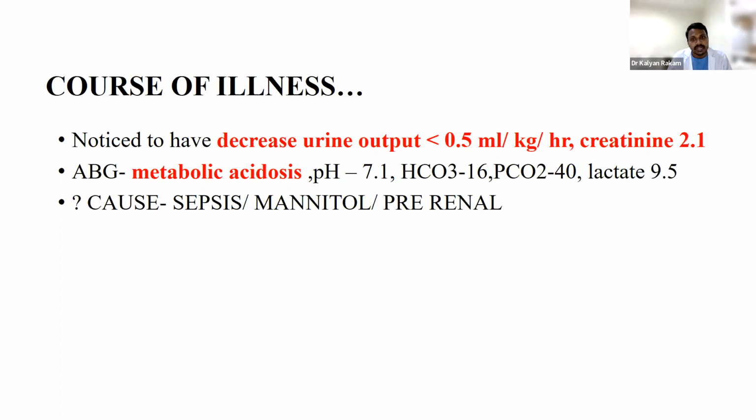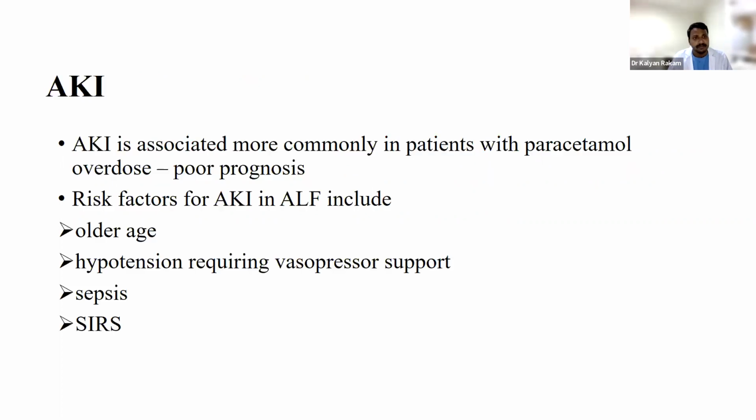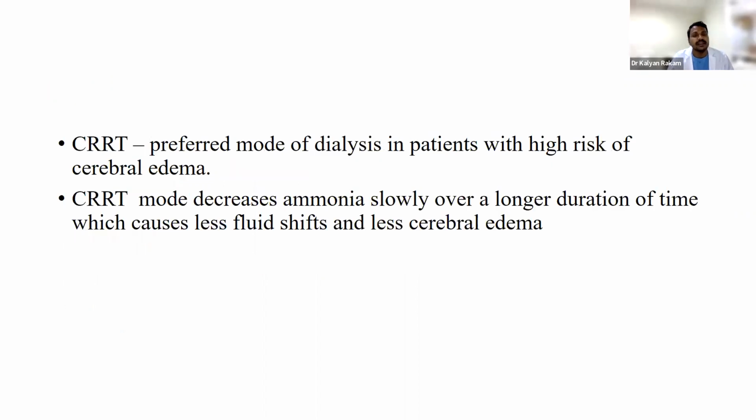So what should be the treatment in such cases? We have to adequately volume resuscitate the patient. If there is any sepsis, early identification of the infection and proper antibiotics should be given. AKI is most commonly associated with paracetamol overdose. In paracetamol-induced liver failure, these patients mostly land in AKI, and that is a very poor prognostic sign. Other risk factors include older age, hypotension requiring vasopressor support, sepsis, and SIRS response. All these things cause AKI in patients with acute liver failure.